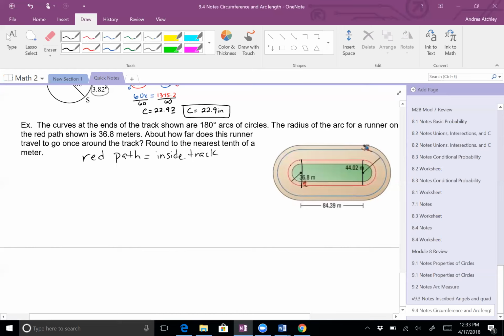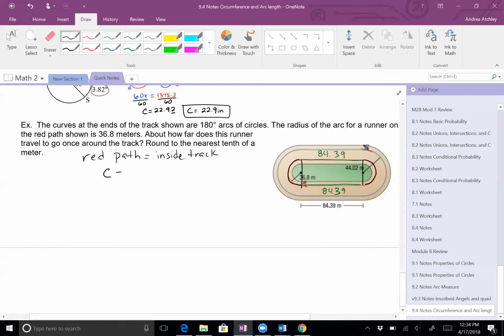But I can just find the circumference to find the distance from here to here. I want to know the distance from here to here, and I need to know the distance from here to here. They gave me the distance from here to here is 84.39. And the distance from here to here then is also 84.39. Any questions over that? So to find those 2 missing pieces, we just find the circumference of that circle.